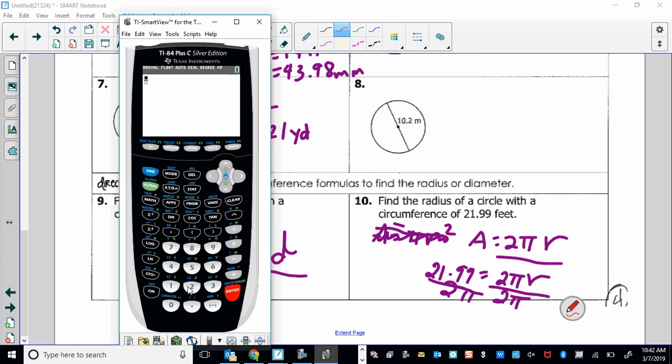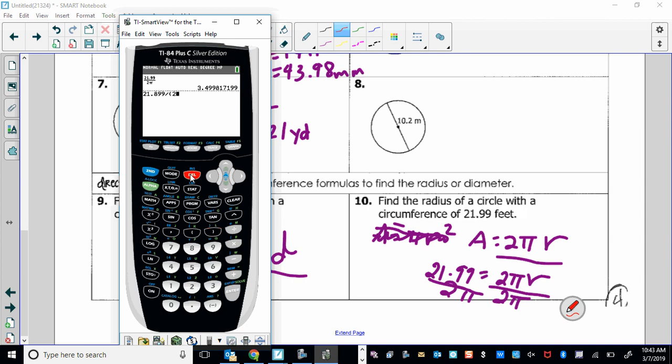So you can use the fraction template, which gives you 21.99 over 2 pi. This would be the perfect way of writing it down. That gives you 3.49, which is 3.5 for the radius. Or if you just do it without the fraction, divide it. Make sure you open a parentheses and put 2 times pi inside the parentheses.